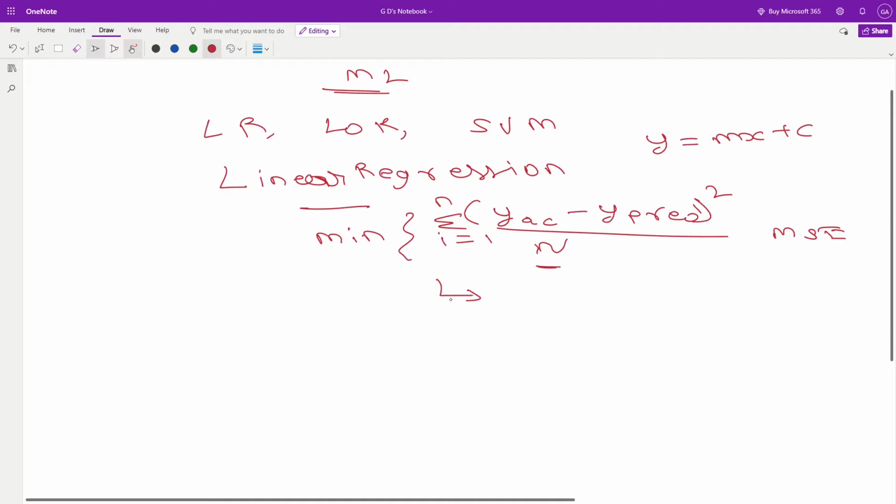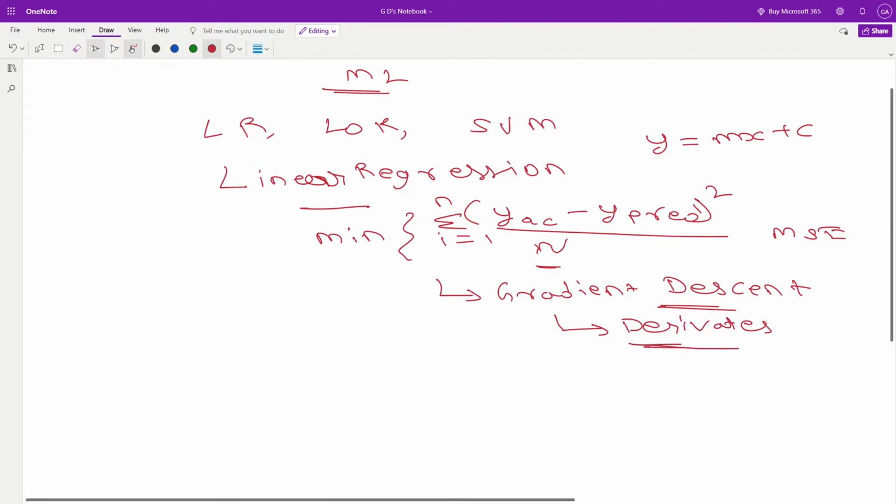In general, the best technique is something called gradient descent, right? There is a technique called gradient descent, and this technique helps to find the minimum of this particular function. But under which principle does the gradient descent algorithm work, or how does gradient descent work? Basically, gradient descent works with the help of derivatives, which is a very important concept.